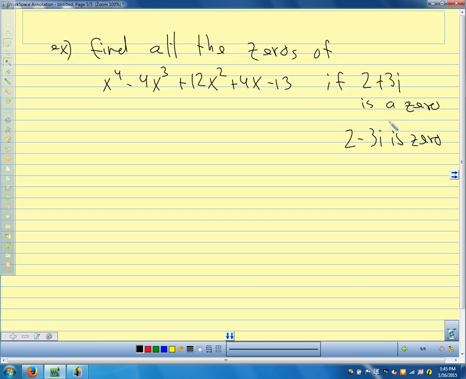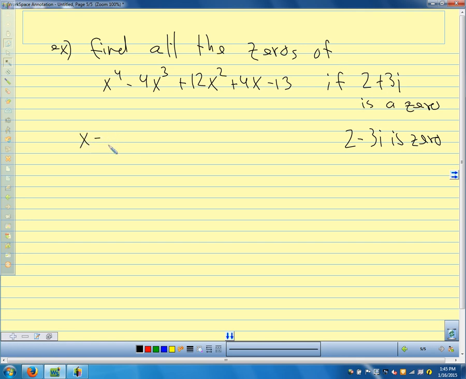What if this has no real zeros? What if all of them are complex? This one would be easy to test: plus or minus 1 and plus or minus 13. What if all of them turned out to be complex? None of the plus or minus 1 and the plus or minus 13 worked. How could we find the other two zeros if all we know are these two? Long division. That's perfect.